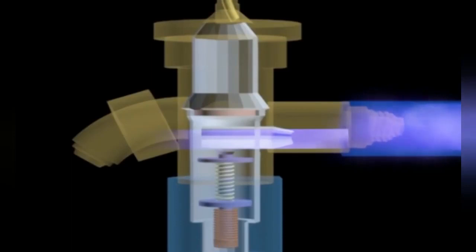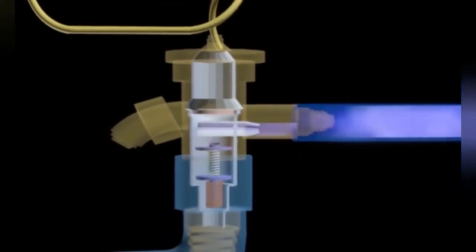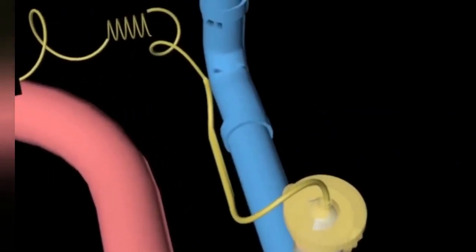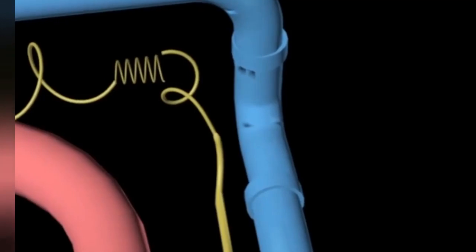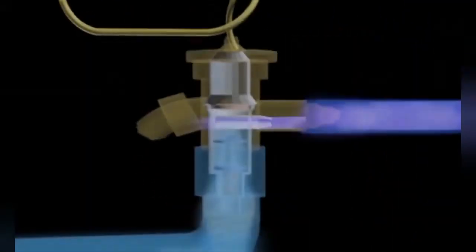It works according to the temperature of the refrigerant which comes out from the evaporator. A sensing bulb placed on the outflow of the evaporator works to detect the temperature of the refrigerant and sends a signal to the TXV. The needle valve in the TXV will control the flow of refrigerant based on the transmitted signal.